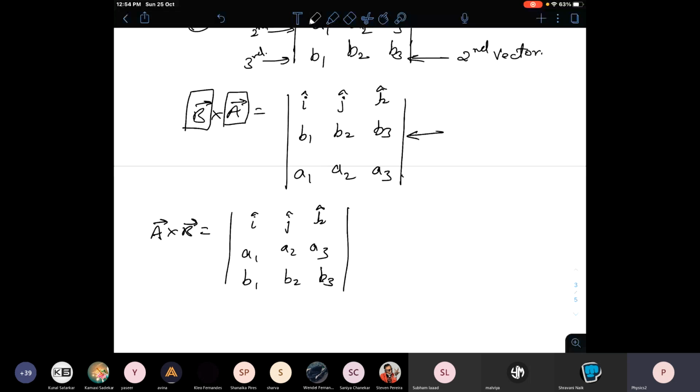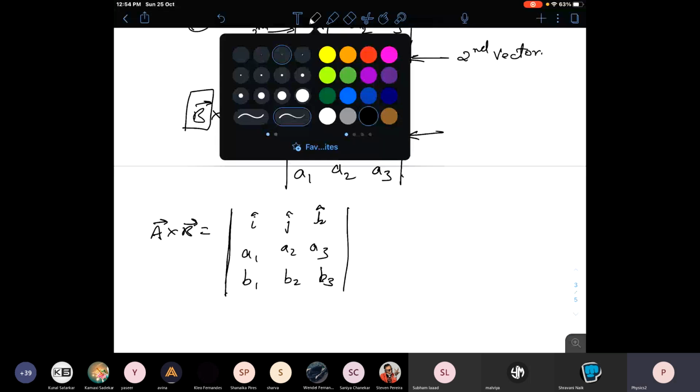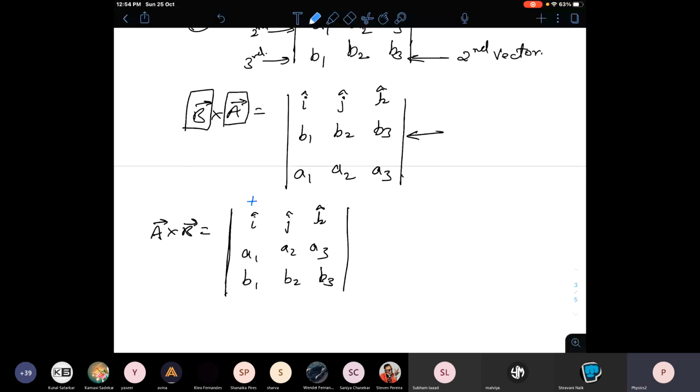Now first of all what you do is you write the signs plus, minus and plus over the I cap, J cap and K cap vectors. You simultaneously write it yourself. It is not given in the determinant. You are introducing these signs over here. Why? I will tell you.